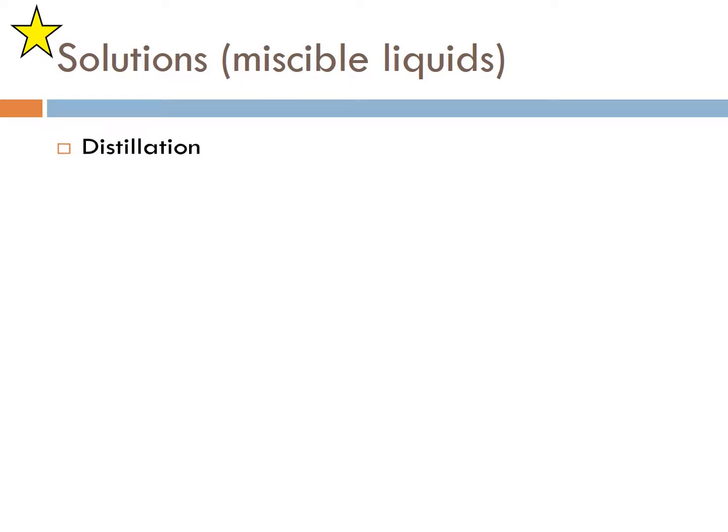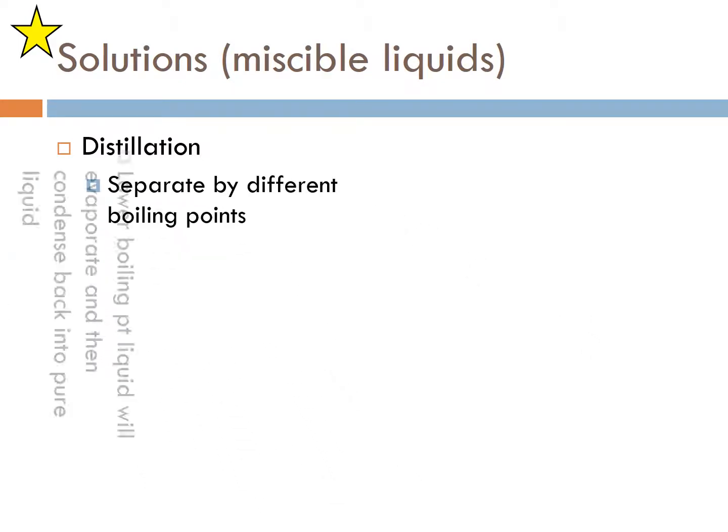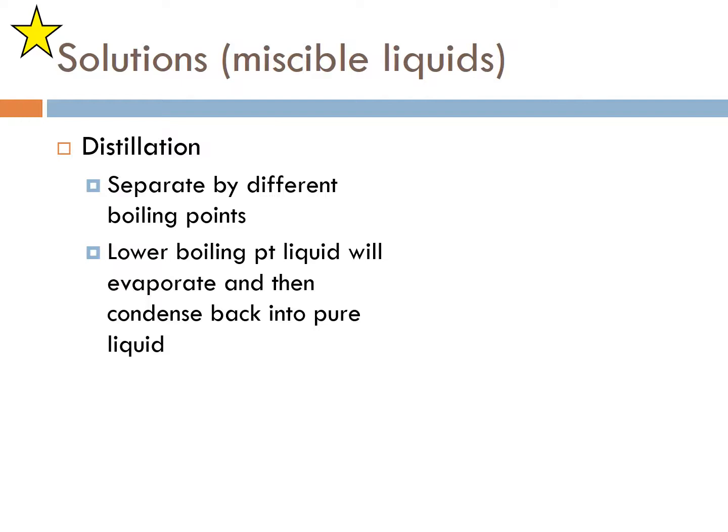Alright, this one is very important because a lot of times you have solutions, things that mix. So distillation, they separate by using different boiling points. The lower boiling point liquid will evaporate sooner and then condense back into pure liquid. When boiling points are not similar, you have to make sure that the boiling points are quite different, within 10 degrees of each other. They're fine, but anything less than that, you want to make sure you use a different technique.